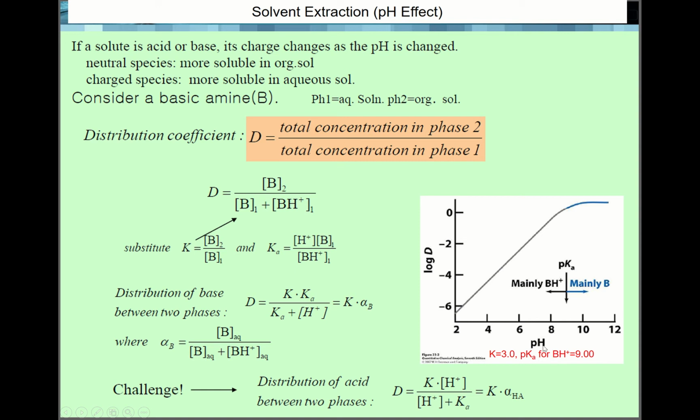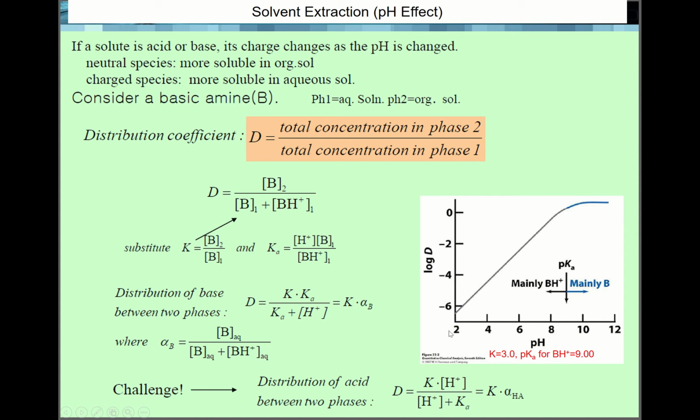But after a certain pH, D doesn't change much. Why? In that case, alpha B reaches almost 1. At higher pH, the alpha B value doesn't change because it already reaches 1. That's why log D is leveled off here.